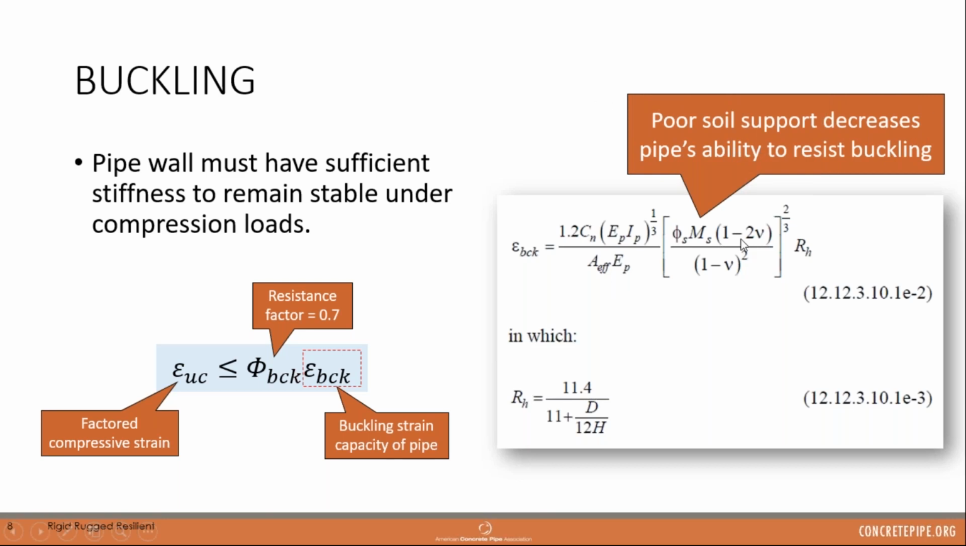So again, we point out that soil is just as critical, if not more critical, in these strain calculations for resisting buckling. We're going to look at this term later on, but just note that this M sub S, which is the modulus of the soil around the pipe, is showing up here, and it's going to show up later as well.